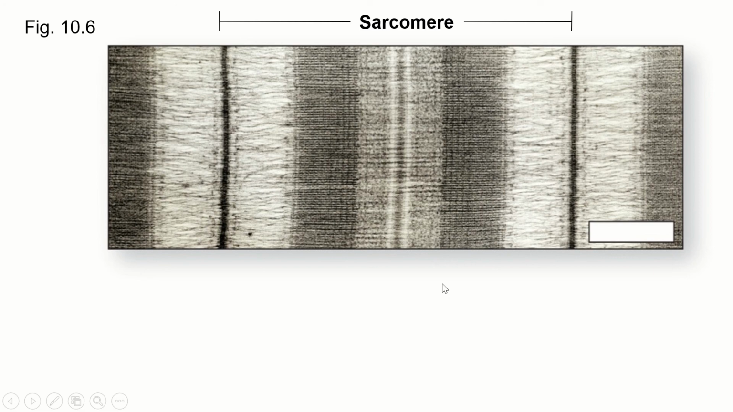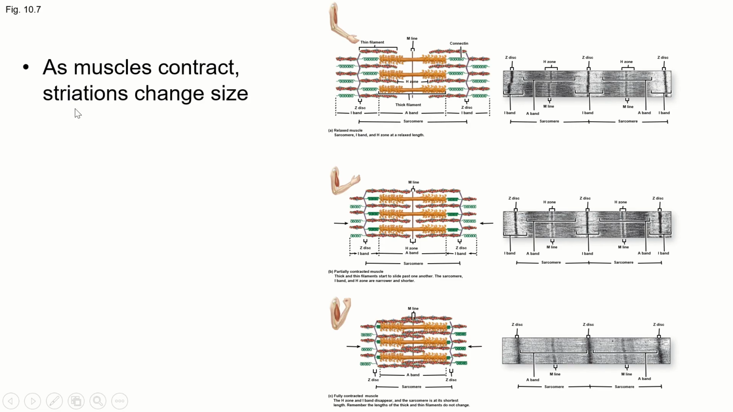And that's your sarcomere. As the muscle contracts, the striations change size because the overlap between the myosin and the actin fibers becomes more. And so we actually end up with an M line in the middle of a big A band, and the H zone actually goes away. All right, so we're going to stop there. We'll come back and learn even more detail and exactly how the muscles themselves contract.